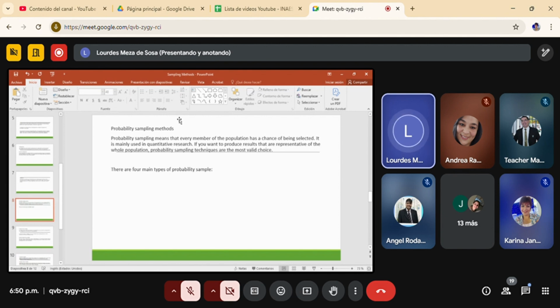Okay? So, for example, I want to do a study that tells me about the educational system. With those results, I want to implement a new law, or a new curriculum, right? So therefore, the population that I choose has to be representative, okay? So I'm choosing probability sampling or probabilistic sampling methods, okay?